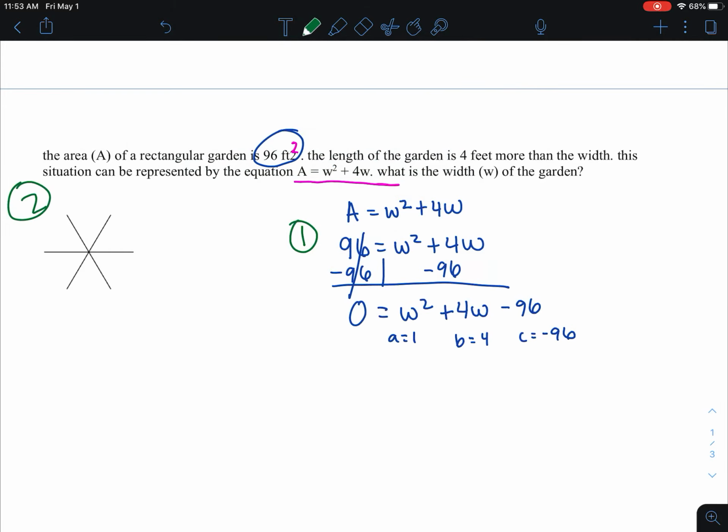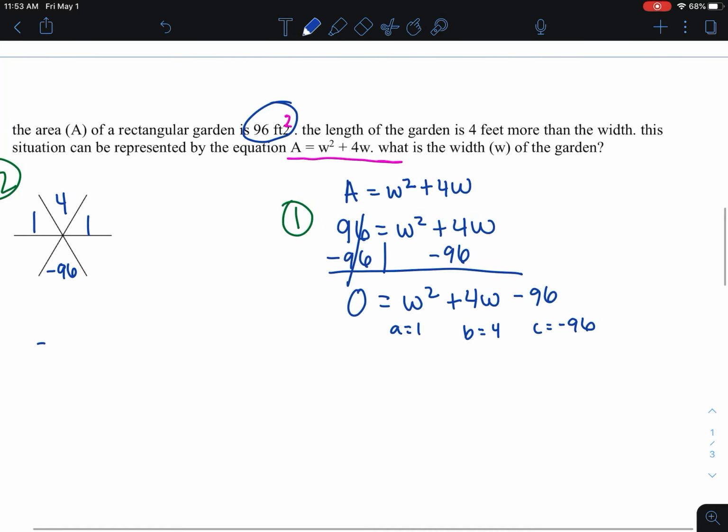So here is step 2. Same 3 steps. First step, equal to 0. Second step, snowflake. Now all the numbers that multiply to negative 96, and let me show you a really quick trick.